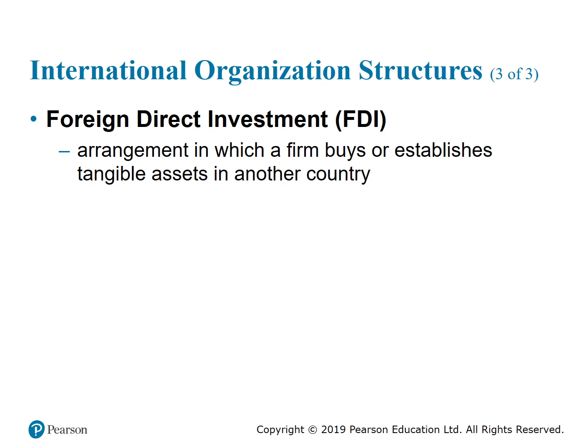For instance, Volkswagen has built a factory in Brazil, Coke has built bottling plants in dozens of different countries, FedEx has a major distribution center in Paris, and Samsung has a factory in Vietnam, and it is the largest foreign investor in Vietnam.